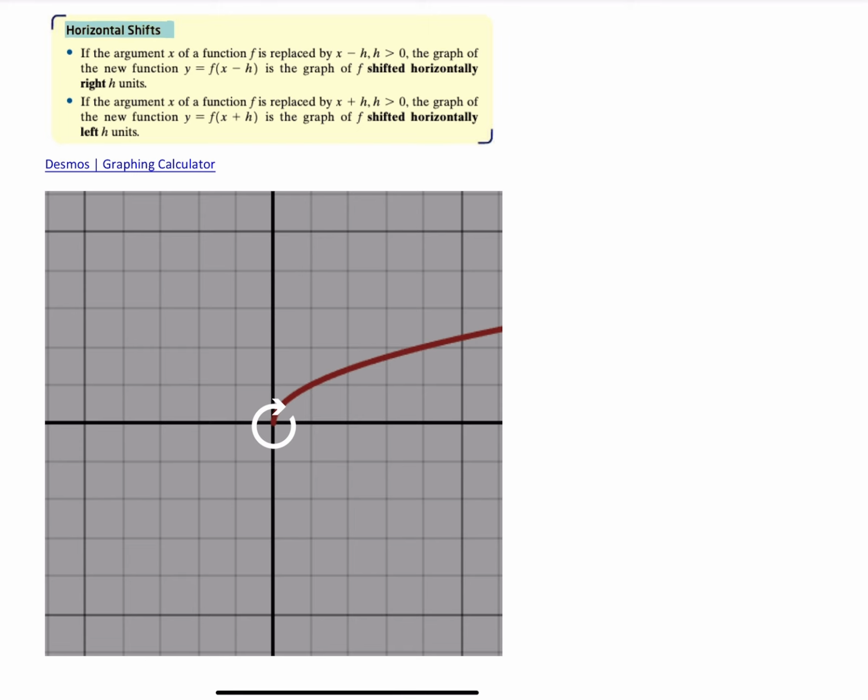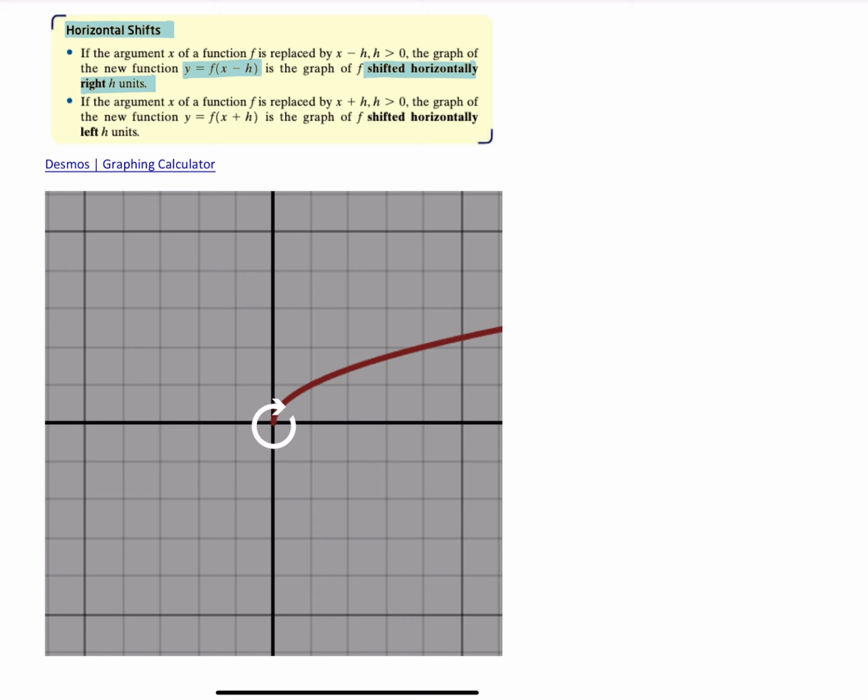So horizontal shifts. This is where you would add or subtract something, what I'll call inside the function. Notice that in this kind of notation, f of x minus h, the thing is being added or subtracted inside of the function. So that's something to consider, and we'll see some examples here. This says the graph would be shifted horizontally to the right h units if you have x minus some number h.